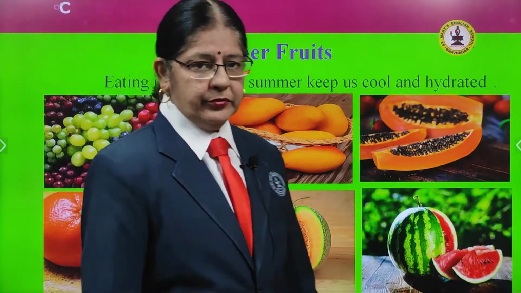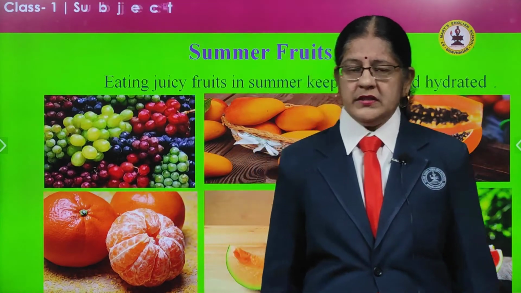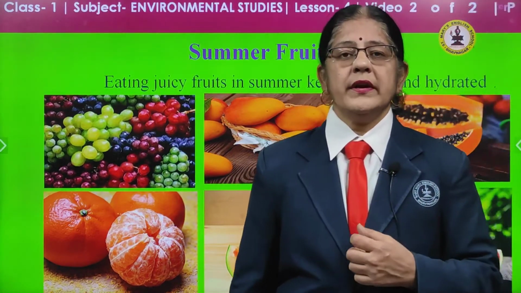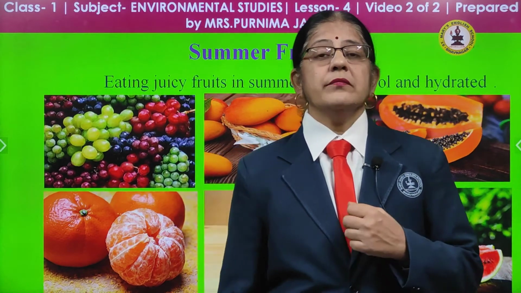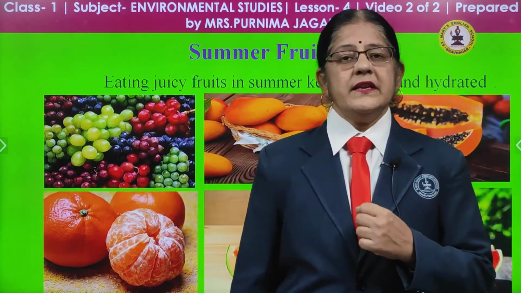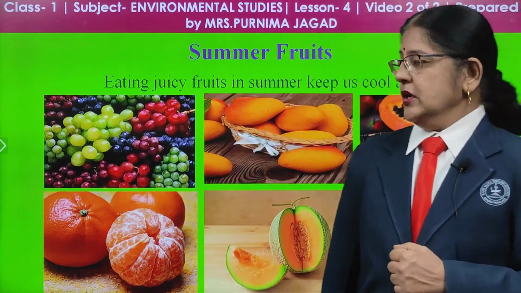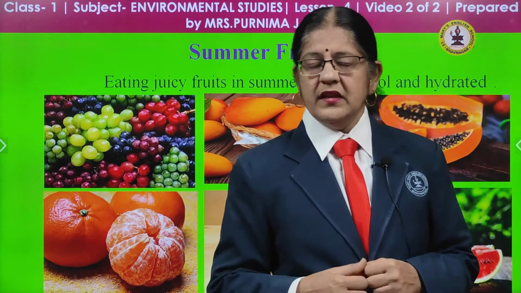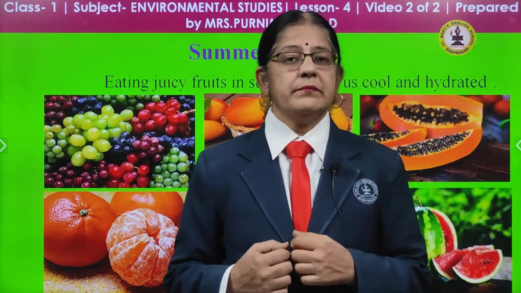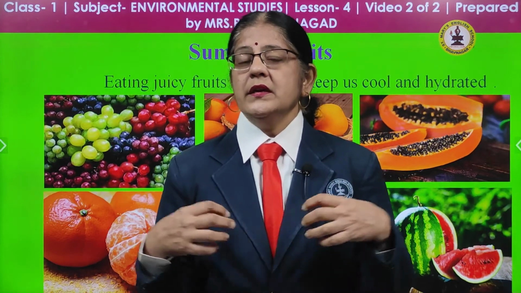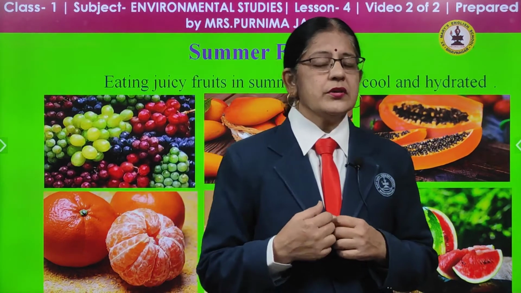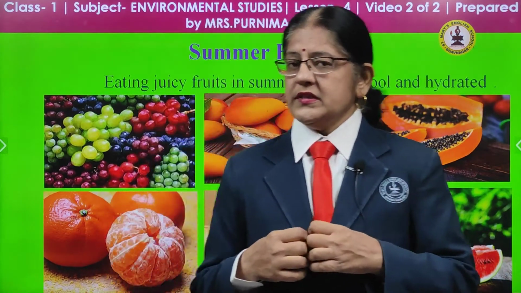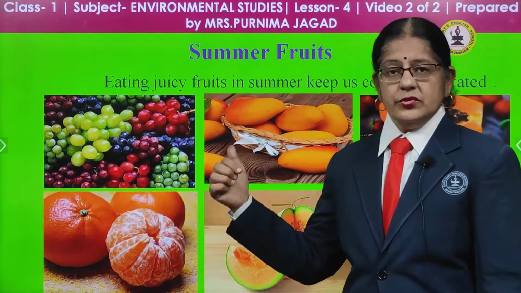Next is summer fruits. As it is very hot in summer, we need to drink more and more water. We need to drink more and more juice, or we need to eat juicy fruits. So which fruits are juicy and why do we need more and more water? Why do we need to eat juicy fruits? Because in summer it is very hot. Even our body temperature becomes very hot. So we need more and more water to keep our body hydrated, and so we need to eat juicy fruits.